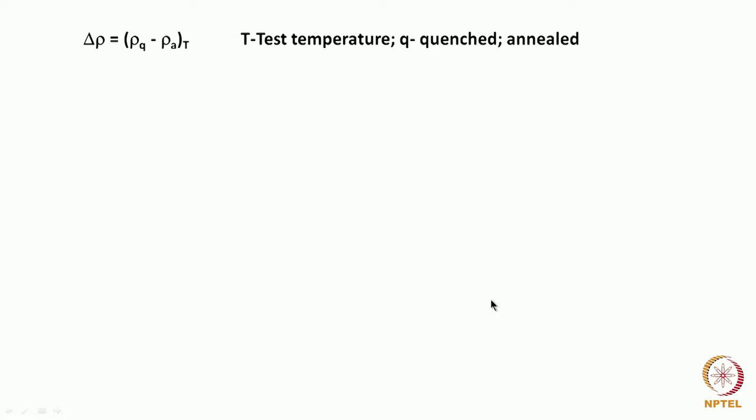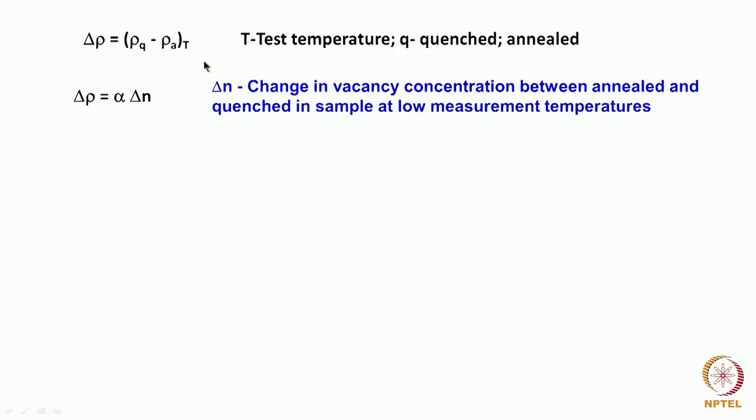Then the difference between the resistivity measured at a particular temperature between a well annealed sample and the sample which has been quenched, that tells the resistivity change. That is proportional to the number of defects which are present in the material, correct?